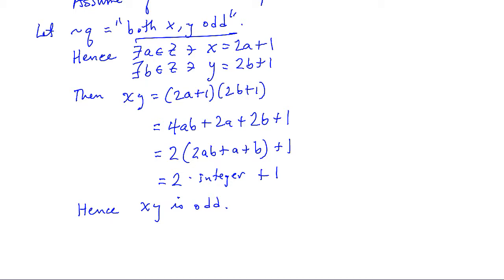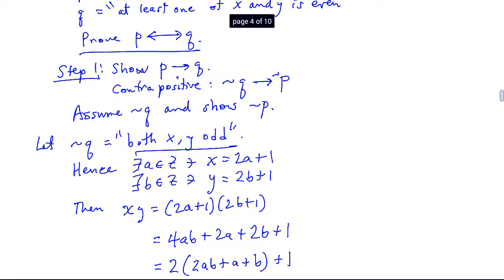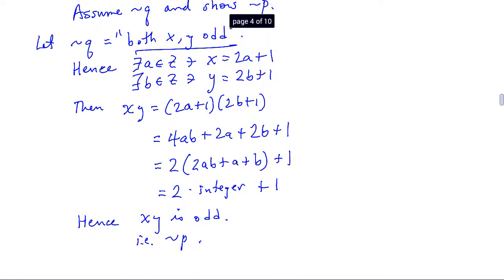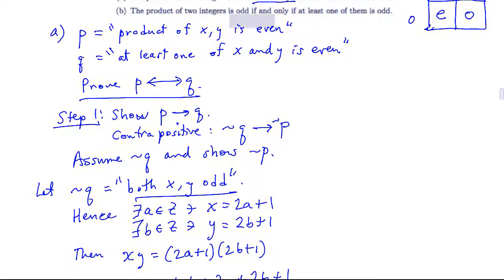That is, not p. And so we're done because we assumed not q. We said let not q be the case, and we showed that not p was the case. And that proves the statement if p then q. Now let me go the other way. Step 2. It's going to be an awful lot like step 1, if you can imagine.